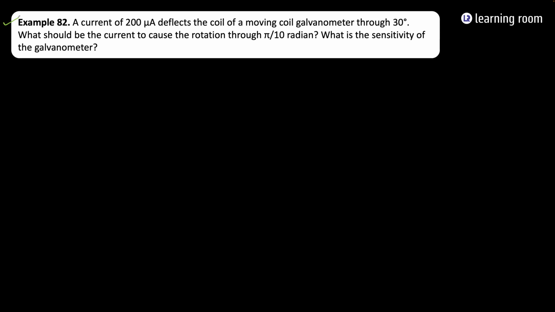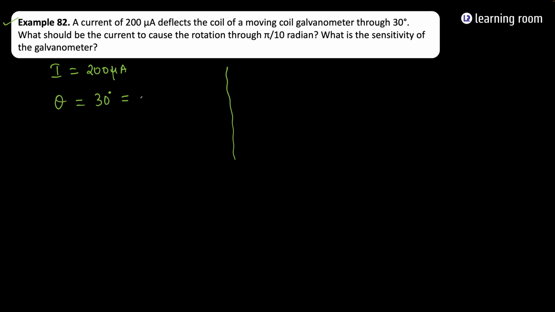Listen. The question says, a current of 200 microampere deflects the coil of a moving coil galvanometer through 30 degrees. If I break this question into two parts: when the current of 200 microampere was passed through a galvanometer, the deflection was 30 degrees. Now what they're asking is, how much current are we supposed to pass through the same galvanometer to ensure that this time the deflection is not 30 degrees.